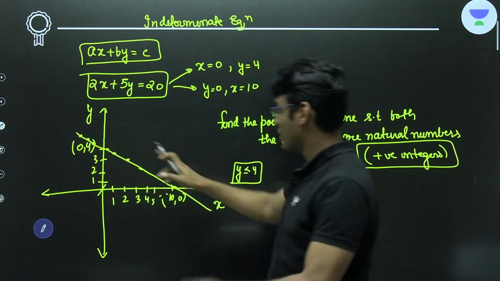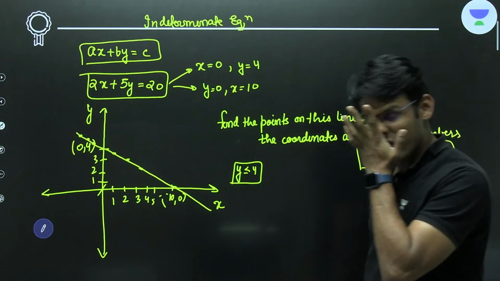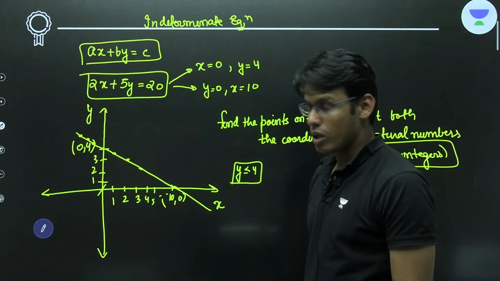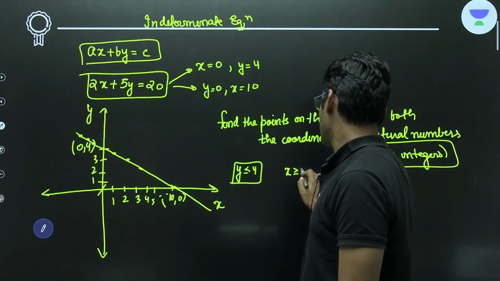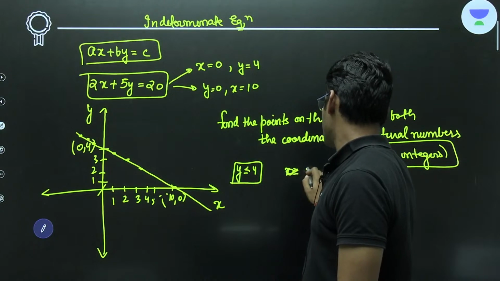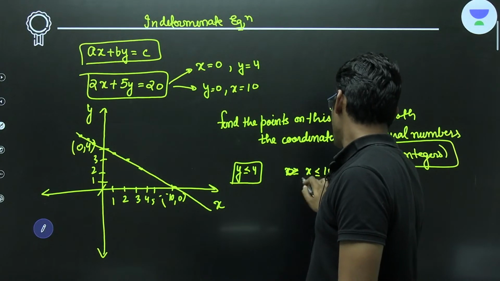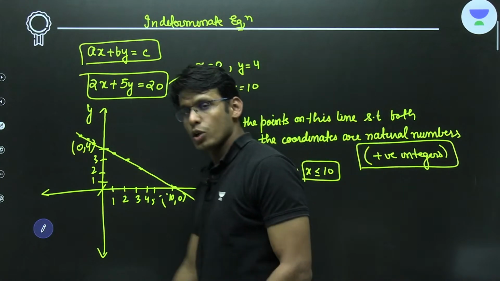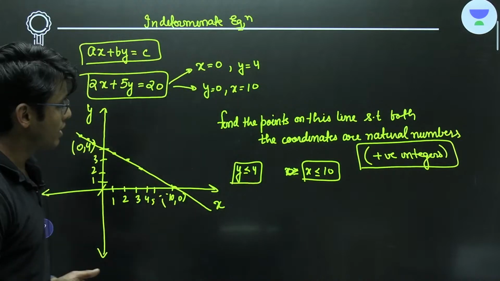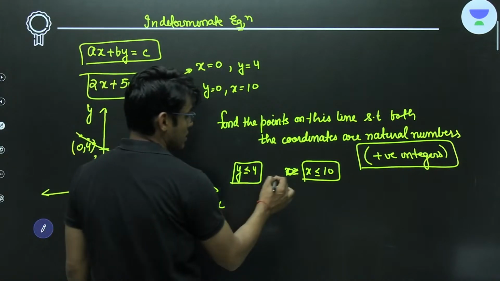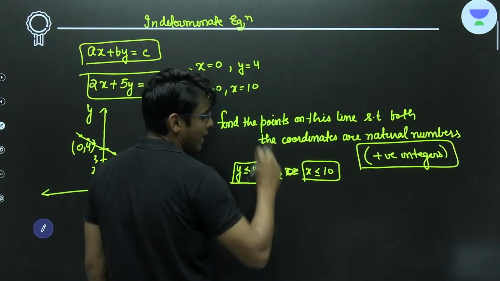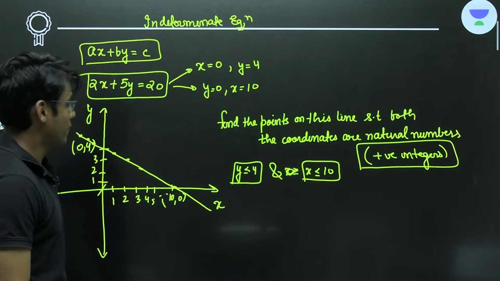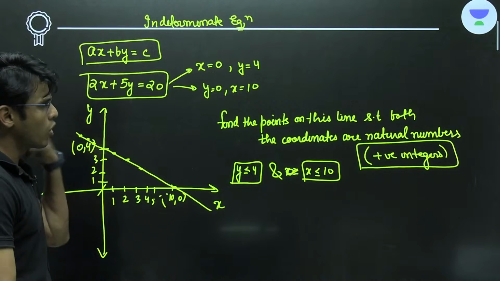If y is greater than or equal to 4, your x coordinate is negative, which is not okay. And x is less than or equal to 10. You have these two possibilities, and these possibilities are simultaneous. Basically, your y has to be less than or equal to 4 and your x has to be less than or equal to 10. But again, how do we solve it?